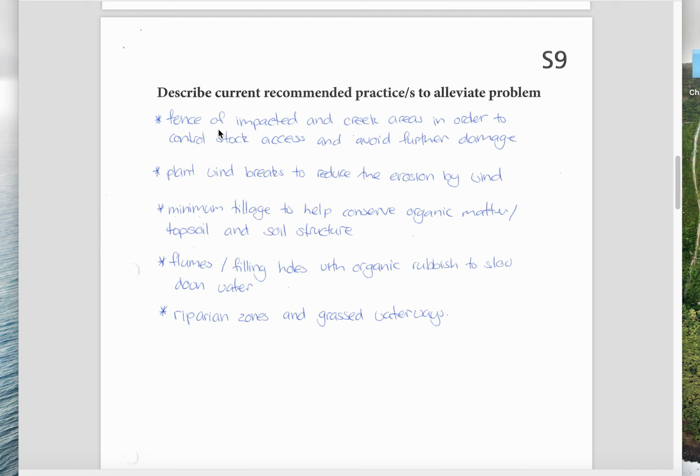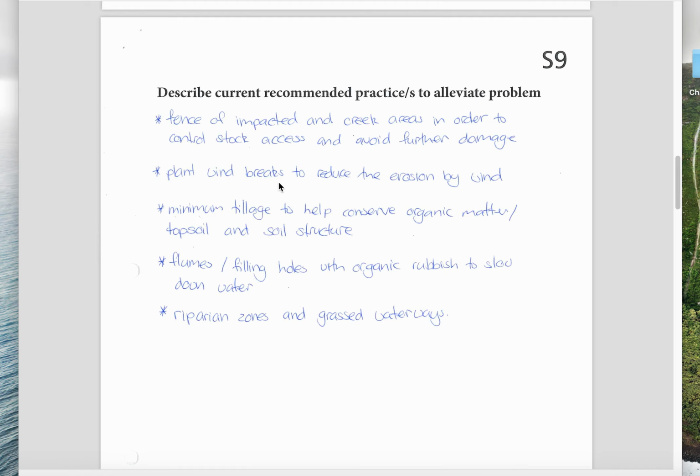Firstly, you can fence off impacted creek areas or areas that have gully erosion and prevent animals from getting into it. This prevents it from getting worse, and it's important to avoid it getting worse by animals traipsing and trying to get down the side of the gully, and they cause more erosion with their hooves.